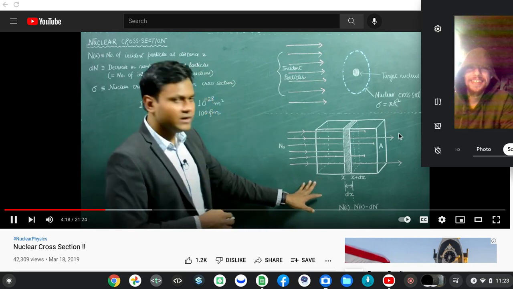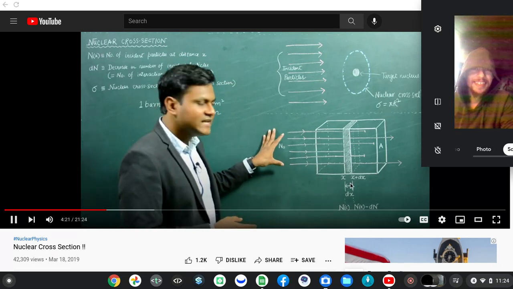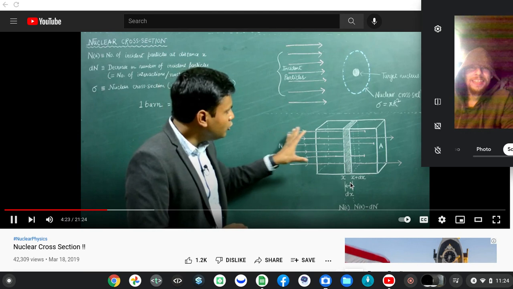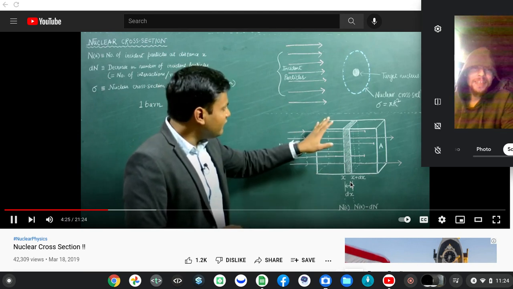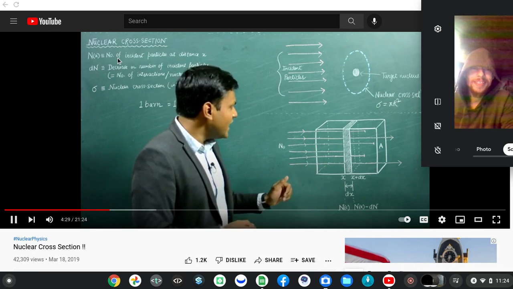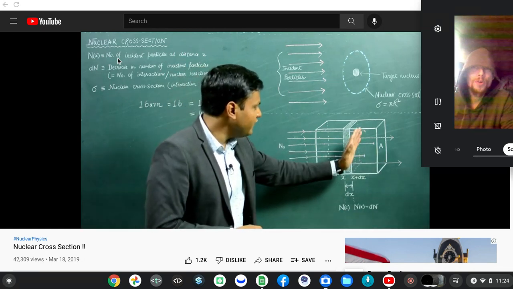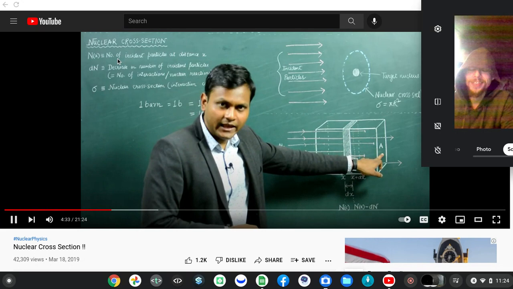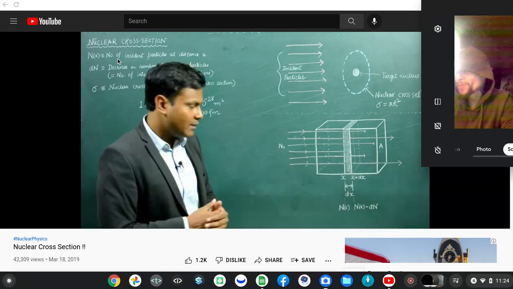So to do that, let's look at this particular diagram here. So here we have certain kinds of incident particles which are incident onto some sort of a material, and we have taken a rectangular slab of that material which contains the target nucleus. Let's suppose the area of cross section facing the incident particles is A. Alright, now let's define some parameters here.